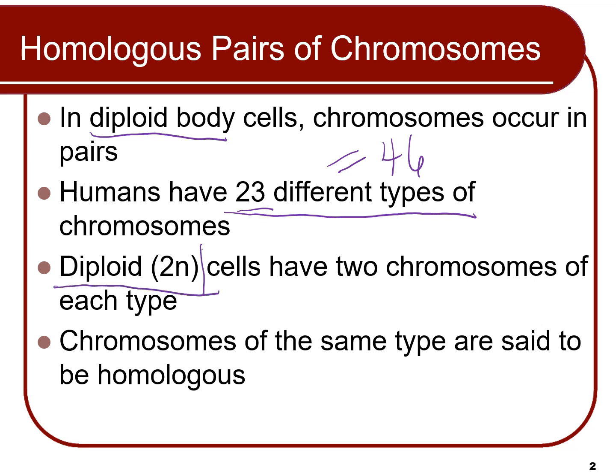This 2N refers to 2 of every chromosome. That's what the 2N refers to. And the pair that you got from your parents are called homologous chromosomes. That's one from your mother, one from your father. And that's what makes up homologous chromosomes.